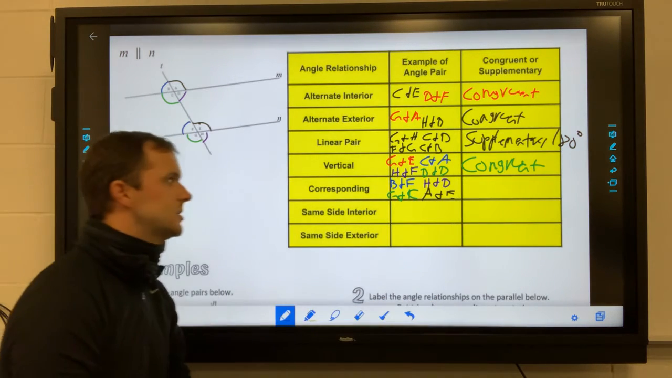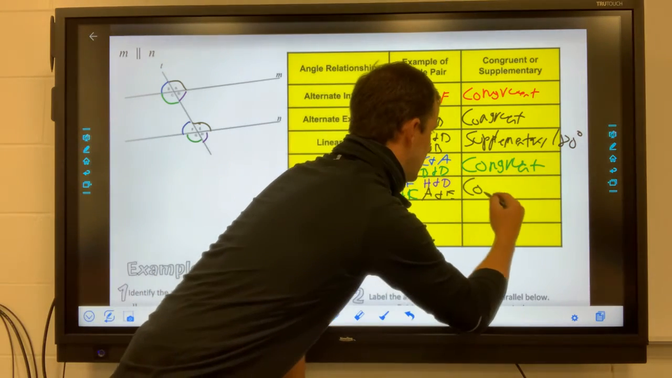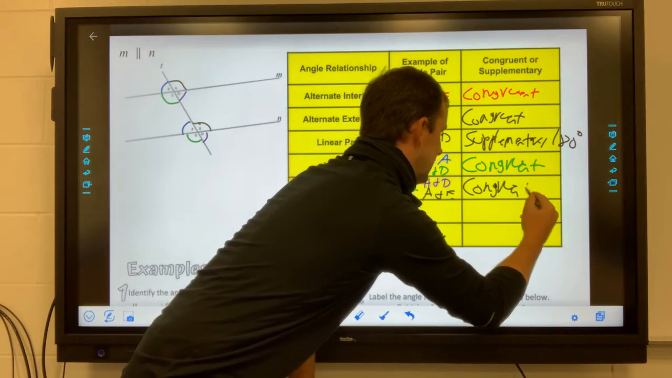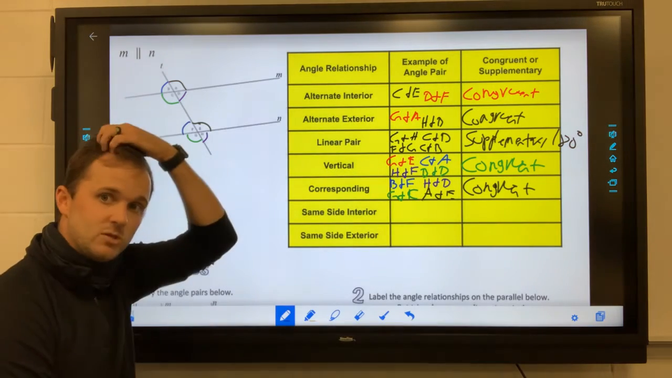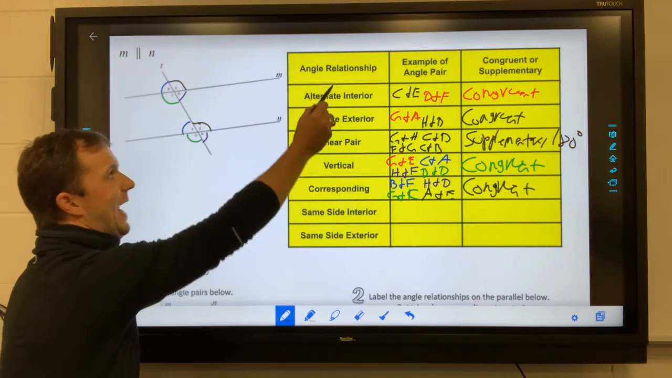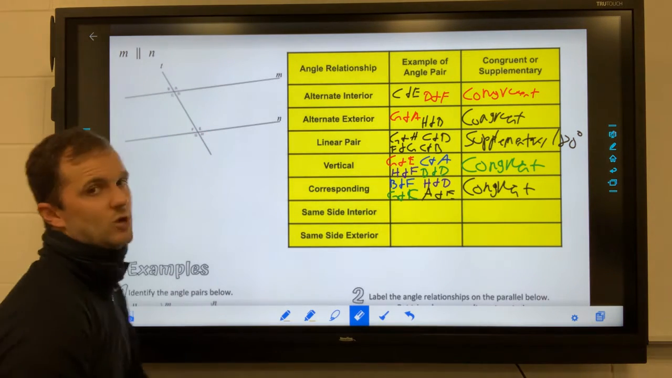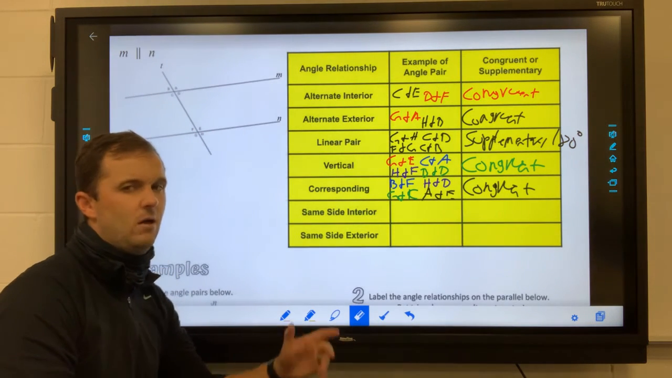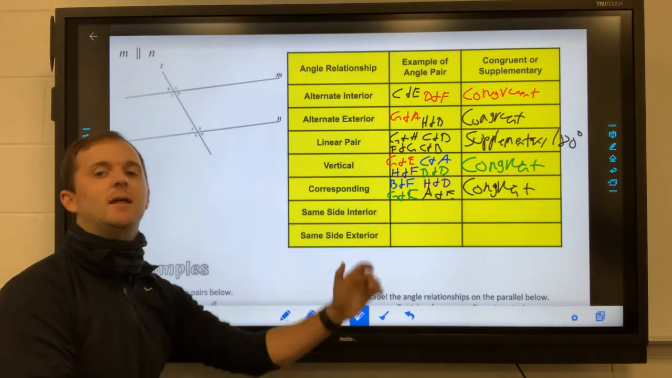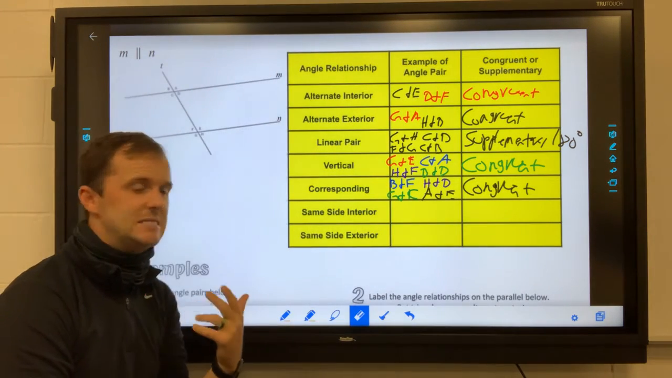In this instance, corresponding angles are going to be congruent to each other. Congruent means equal to each other. Earlier we had alternate. Alternate means they're on opposite sides of your transversal. Now, whenever I say same side, that means they're going to be on the same side of the transversal. It's very easy.